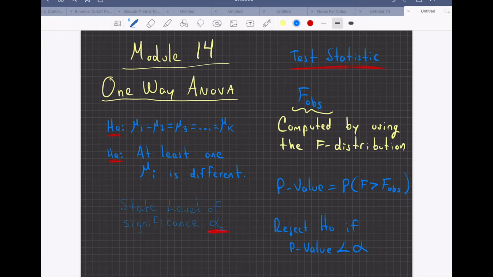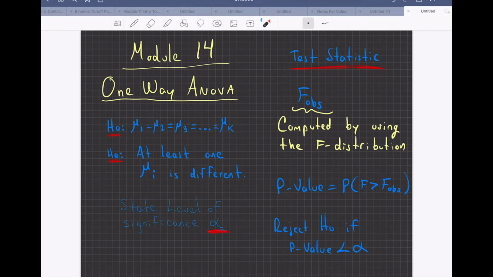This is module number 14. Here we are going to see how to perform a hypothesis test called one-way ANOVA. This hypothesis test has the same structure as the previous hypothesis tests we have seen before.